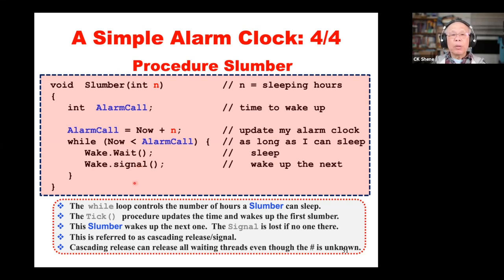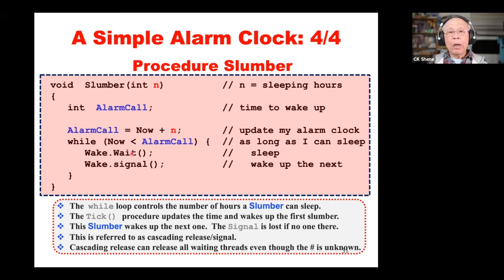So this wake dot signal actually wakes up the next sleeper. The next sleeper comes back to see whether it's the time for me to get up. If it's not, sleep again. So look at here. I am one of the sleepers. It's not the time for me to get up, then I sleep. When I am up, I signal my next one, and then come back to check whether I must go to work. If not, sleep. So the next one executes its own slumber function and checks to see if it's the time for me to get up, and so on.